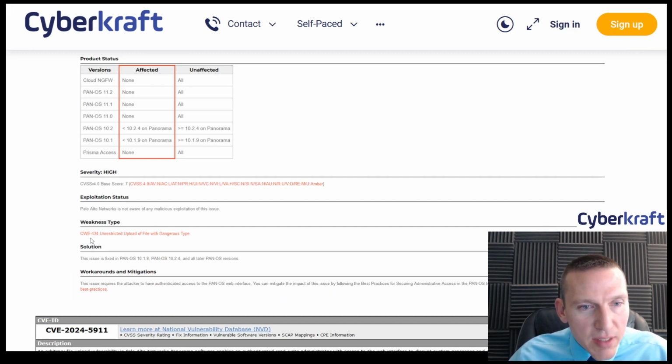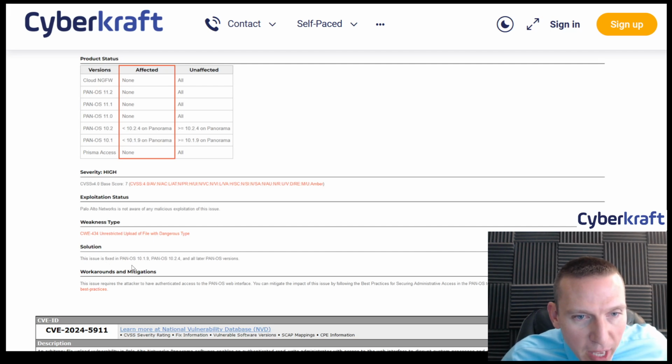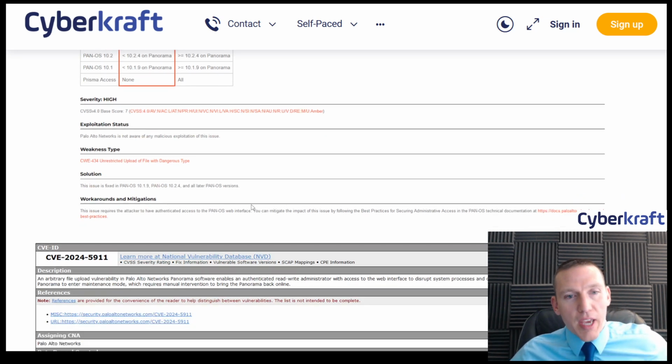Weakness type: CWE-434, this is a CWE number. Solution: the issue is fixed in PAN-OS 10.1.9, 10.2.4, and later. Okay, so upgrading was the correct solution.